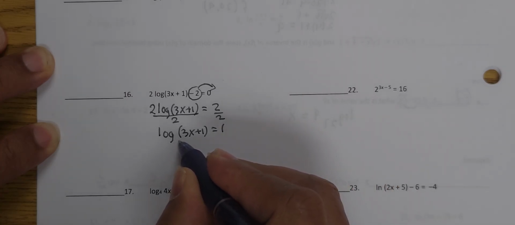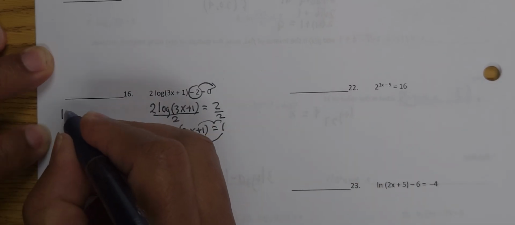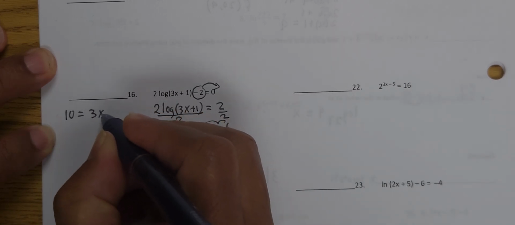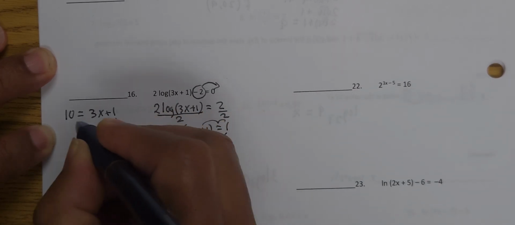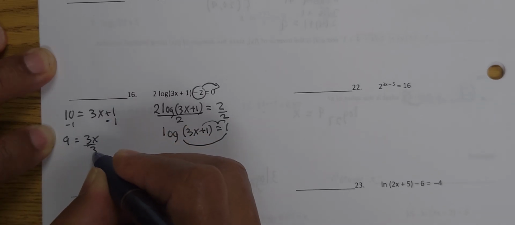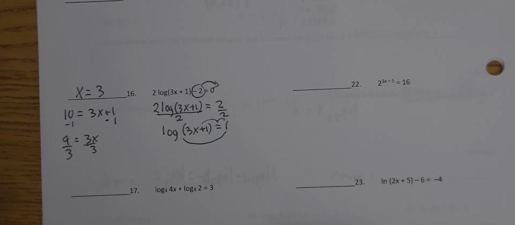Then I'm going to take the inverse of the log. The base of this log is 10, so it's going to be 10 to the first power equals 3x plus 1. But 10 to the first is just 10, right? So 10 equals 3x plus 1. Then I'm going to subtract 1. So then this gives me 9 equals 3x, then divide by 3. So the solution for this one is x equals 3.